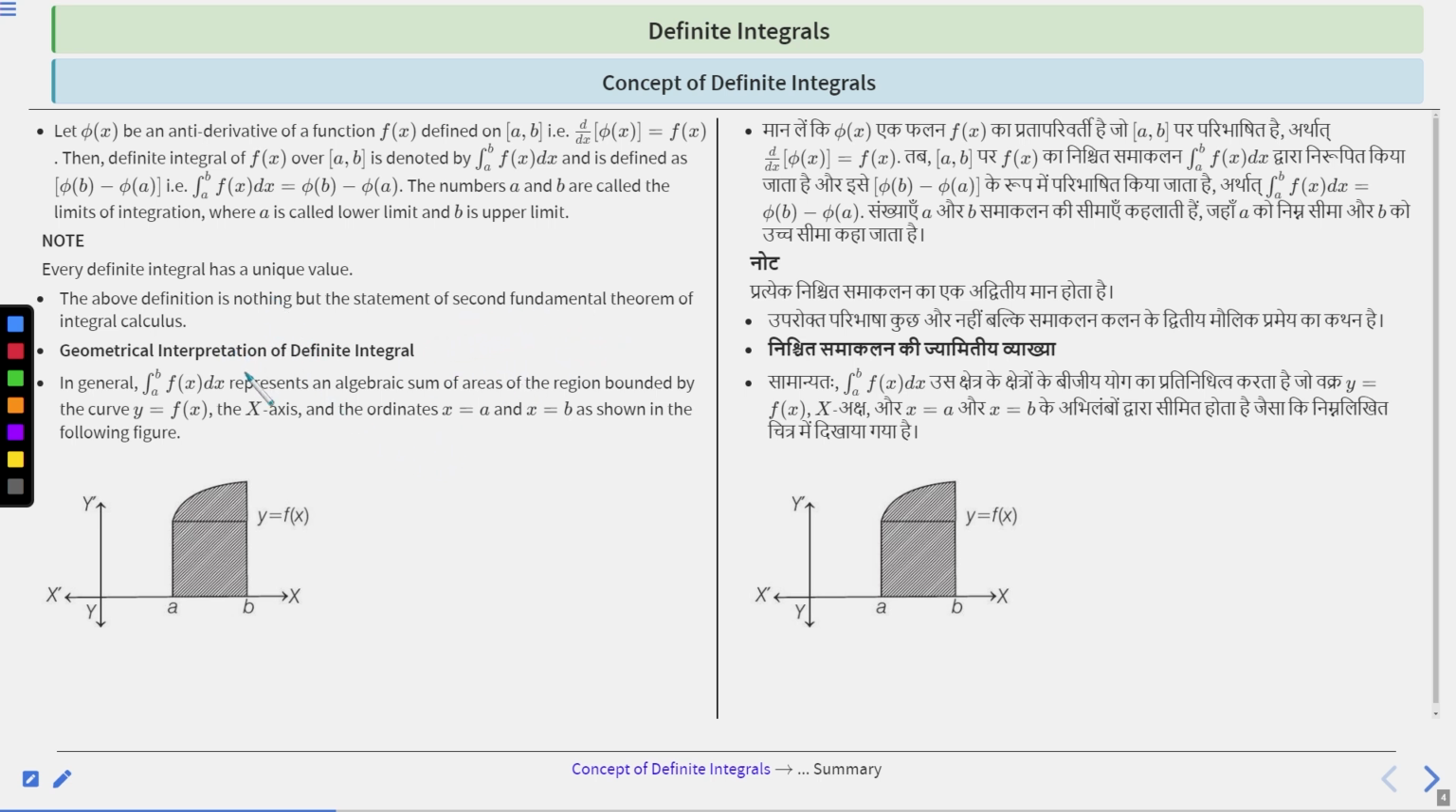Clear? Now, let's move to the geometrical interpretation of a definite integral. In general, integration from a to b f x dx represents an algebraic sum of areas of the region bounded by the curve y equal to f x, the x-axis, and the ordinates x equal to a and x equal to b, as shown in the following figure. So if suppose we have a curve y equal to f x, right? Therefore, integration of f x from a to b will be the area under the curve from a to b.